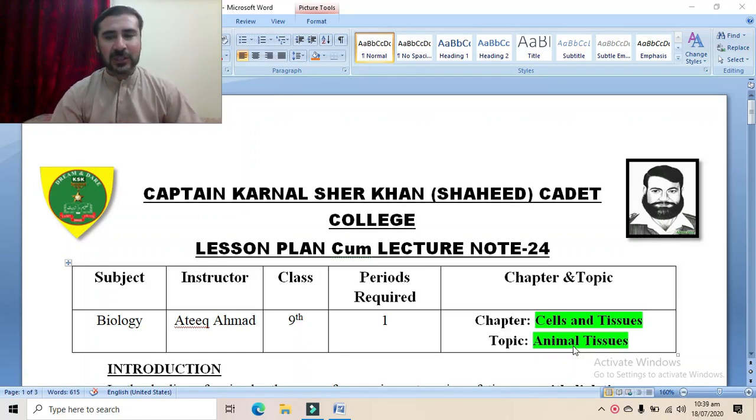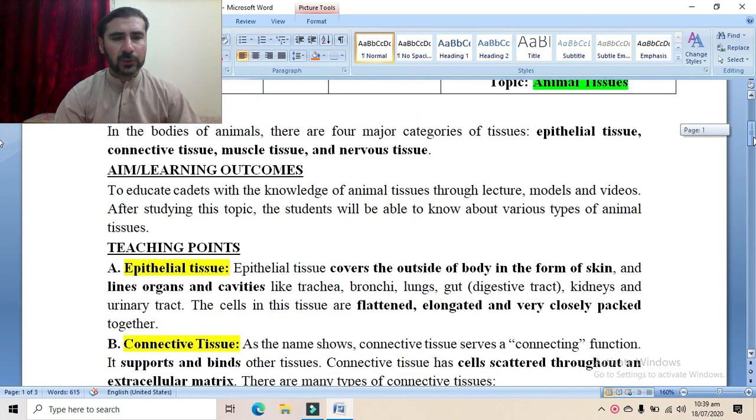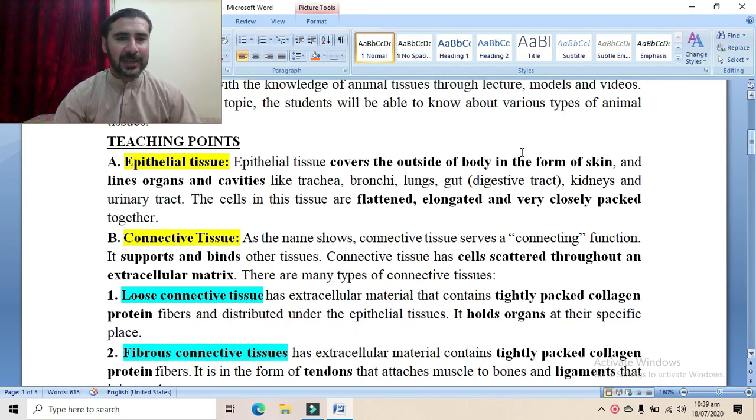Today we are going to study the last topic of this chapter, and that is animal tissues. In the bodies of animals, there are four major categories of tissues: the epithelial tissues, the connective tissues, the muscle tissues, and the nervous tissues. We will study these four categories of tissues which are found in animals as well as humans, because humans are also social animals. So we'll study these four in detail.